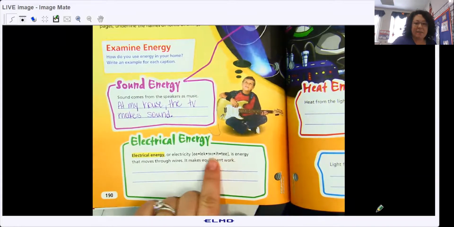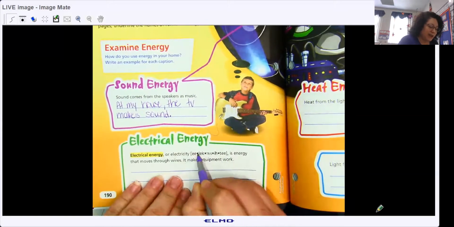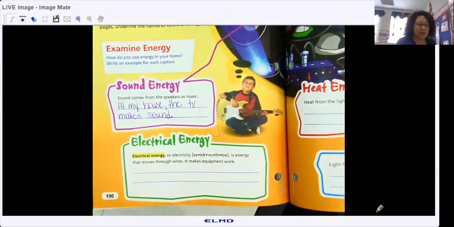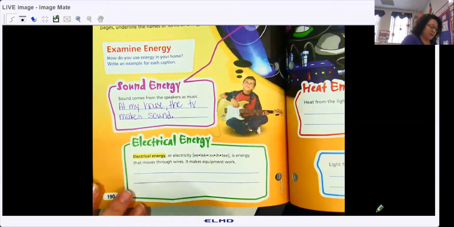Okay, here again, a big, long, weird looking thing when it's surrounded with the dots in between, that tells us how to pronounce the words. And you probably know this word, electricity. Electrical energy or electricity is energy that moves through wires. It makes equipment work. So what is something that you use electrical energy, something that makes equipment work?